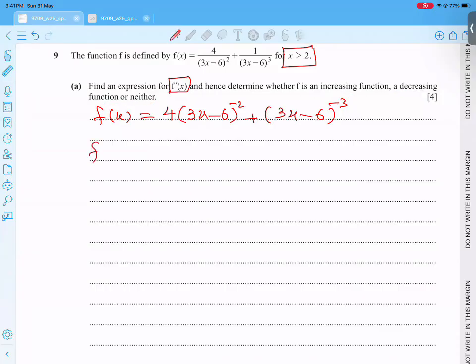So first of all, I'm going to find the differentiation. Negative 2 multiplied with the 4, negative 8.